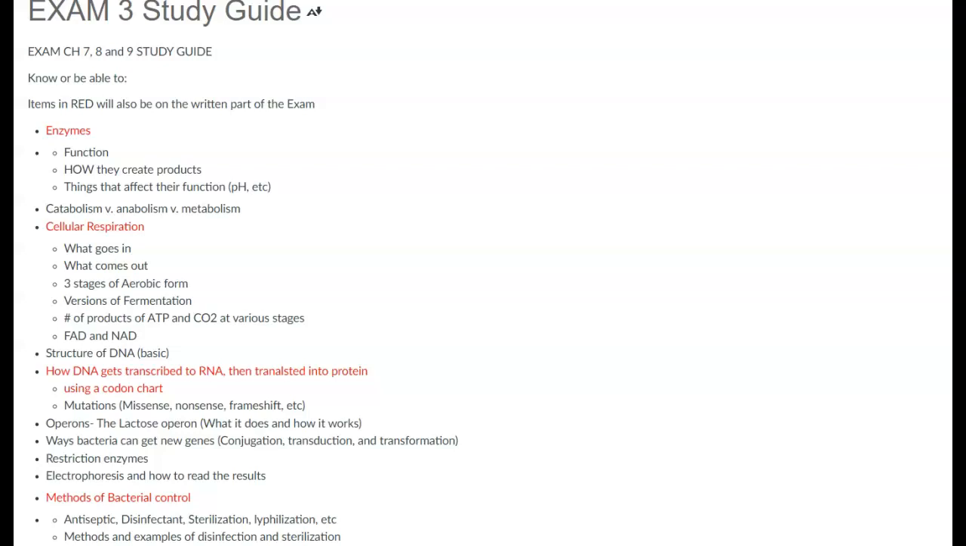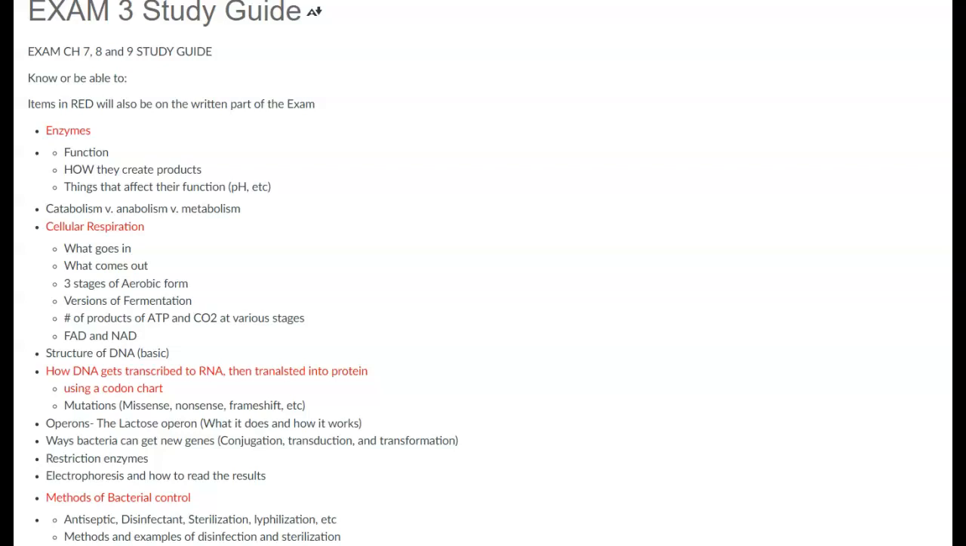Here is your Exam 3 review. So I'll go over some of the key things on this and then show you a couple of the types of questions you might see. Hint, hint. Obviously the items in red are worth more points and will probably be a little bit of a longer answer. So you definitely want to know those.